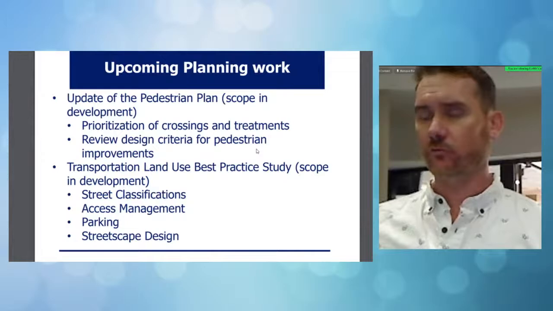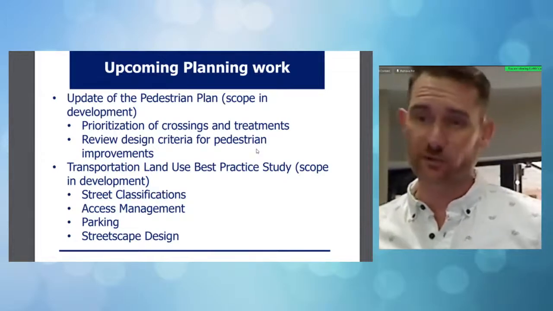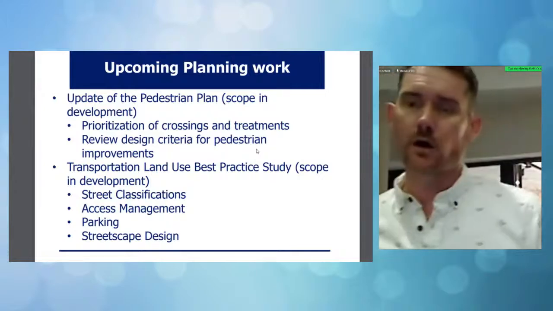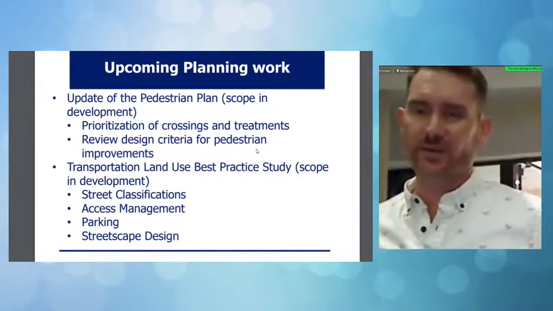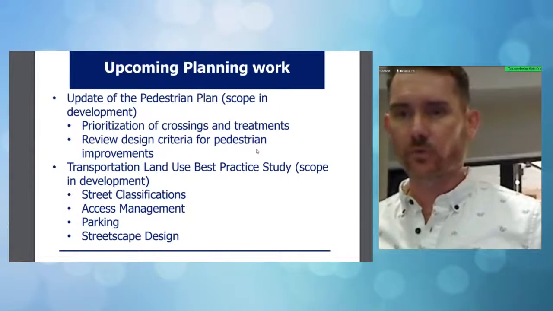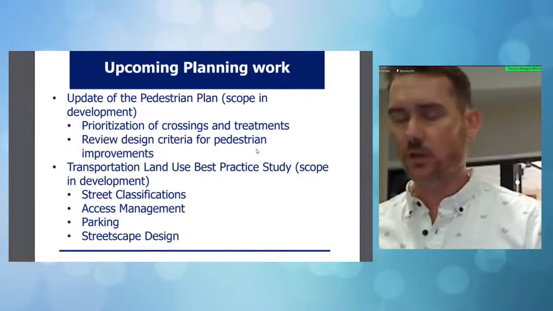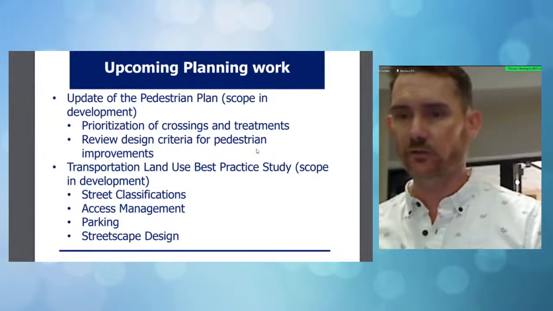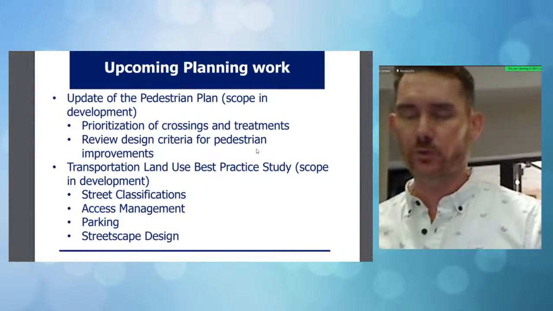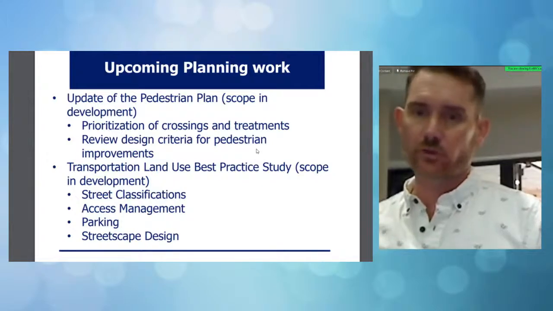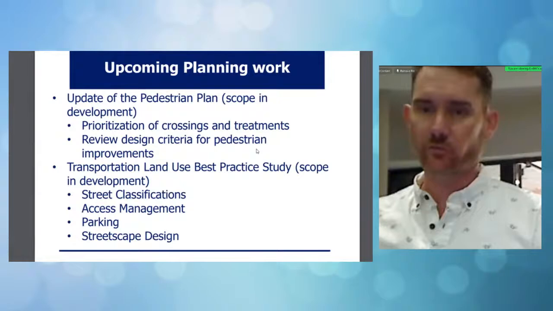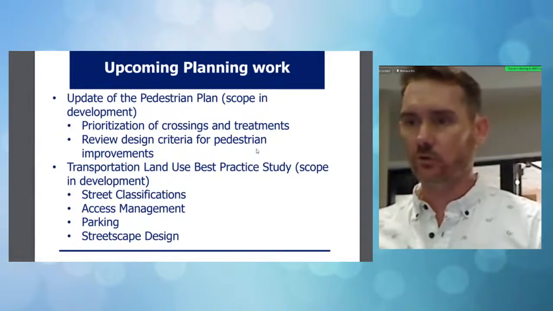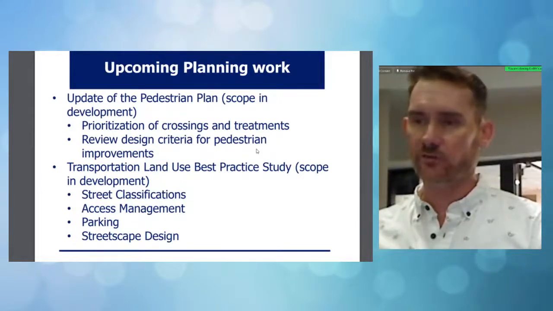So for the previous slide with uncontrolled crossings, I think there's a good technical criteria out there on how to apply it. I would expect that to be an action of this pedestrian plan update in regards to crossings and design criteria, and that will be something that we'll be discussing. And then review of any other design criteria for pedestrian improvements could be identified through that planning process.